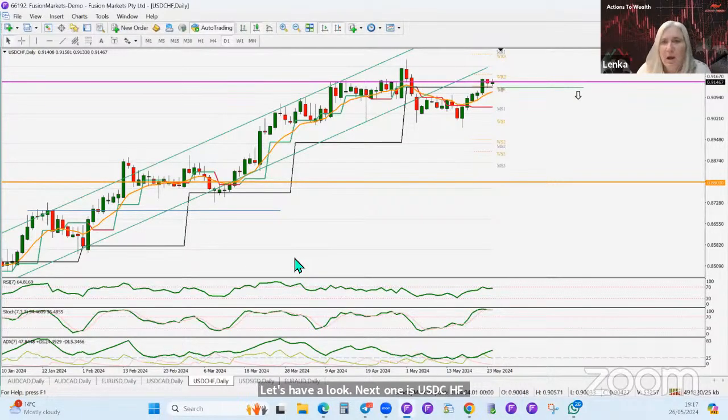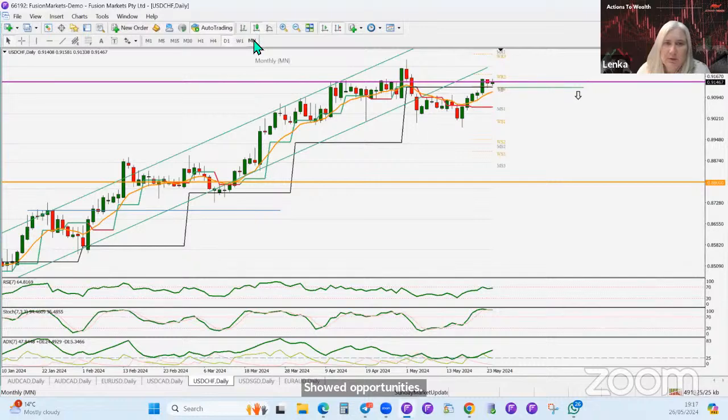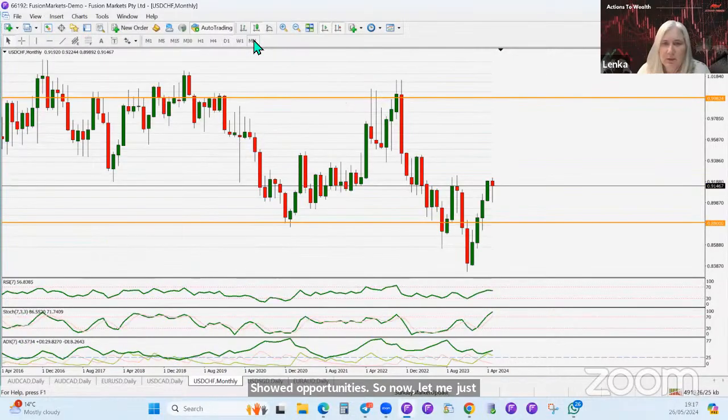So this one, I'm looking at short opportunities. So now let me just go to the monthly so you can see where we are on the monthly. We're basically going back up with a slight pullback, and at the moment it is an engulfing bar, but this month is not finished. It doesn't finish until the end of next week. So that bar is not actually closed. It is still open and it can still move.